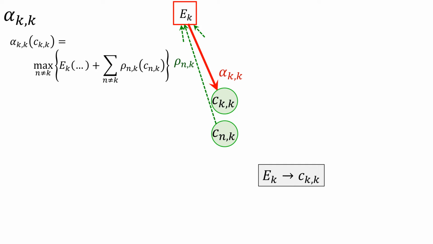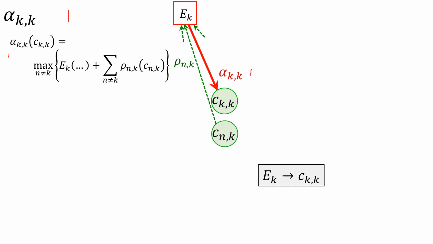Now we'll look at alpha. First, we'll look at alpha kk. By the way, alpha, as it'll turn out, is the same thing as the availability message of the affinity propagation algorithm. And if you remember, we had different expressions for the self-availability and the cross-availability alpha nk. So we'll look at self-availability first. In other words, we'll concentrate on alpha kk.